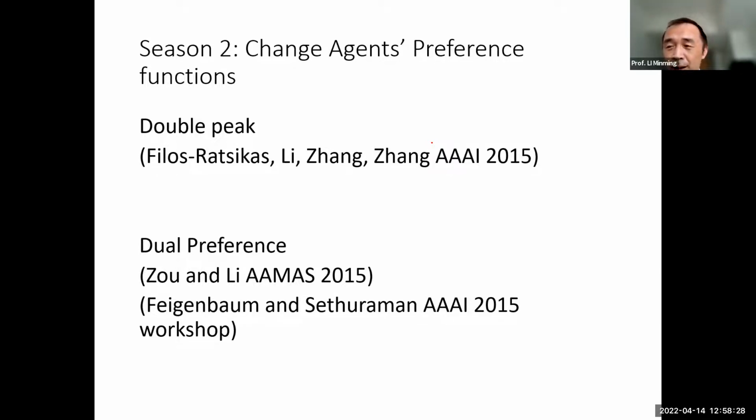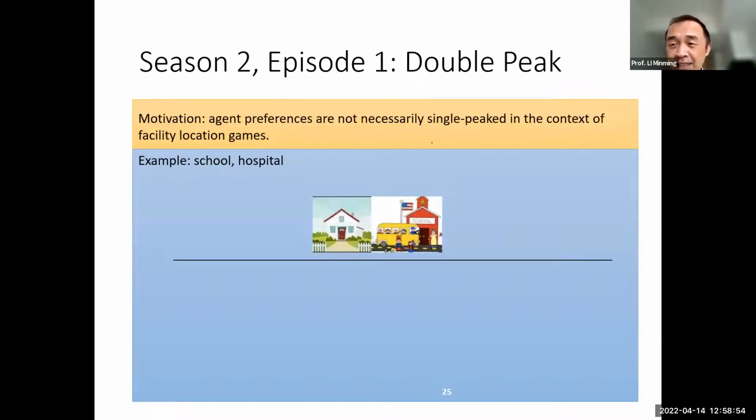Just now, we said agents could like the facility to be close, or like the facility to be far away. Now, can we further change agents' preferences? The answer is yes. We have 2 works. One is about double peak, and the other is about dual preference. Both of them are very interesting. Let's start with the double peak. Actually, double peak is the first breakthrough work along this direction, which also inspires our whole group to continue working on this.